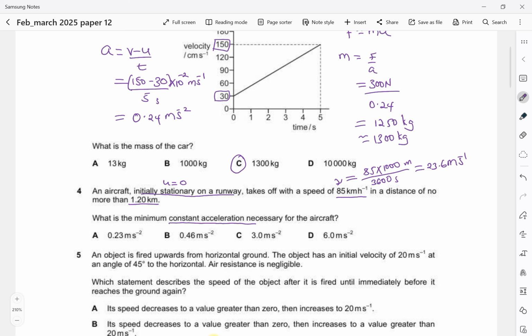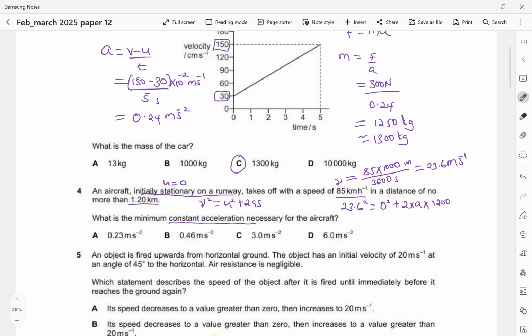So since the acceleration is constant, the equations of motion can apply. So I'll use v squared equals u squared plus 2as. So the takeoff speed is 23.61 squared equals the initial speed, which was 0, plus 2 times the acceleration times the distance. They said not more than 1.2 kilometers, which is 1.2 times 1000, which is 1200 in meters.